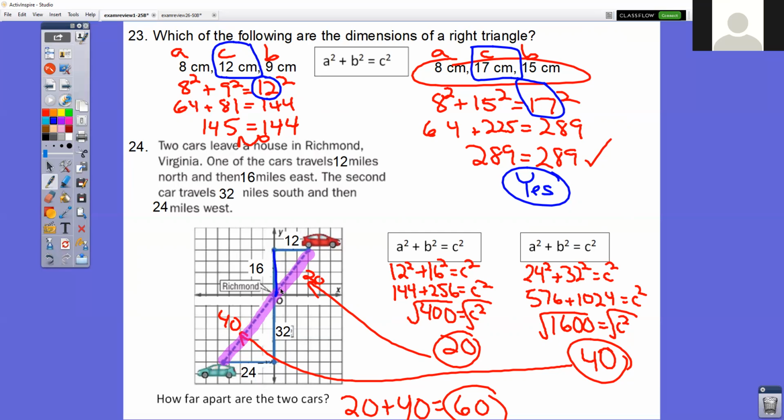In question number 24, we have two different triangles. We have our triangle here at the top. We have our triangle here at the bottom. You're looking for the slanted side here. You're looking for the slanted side here.